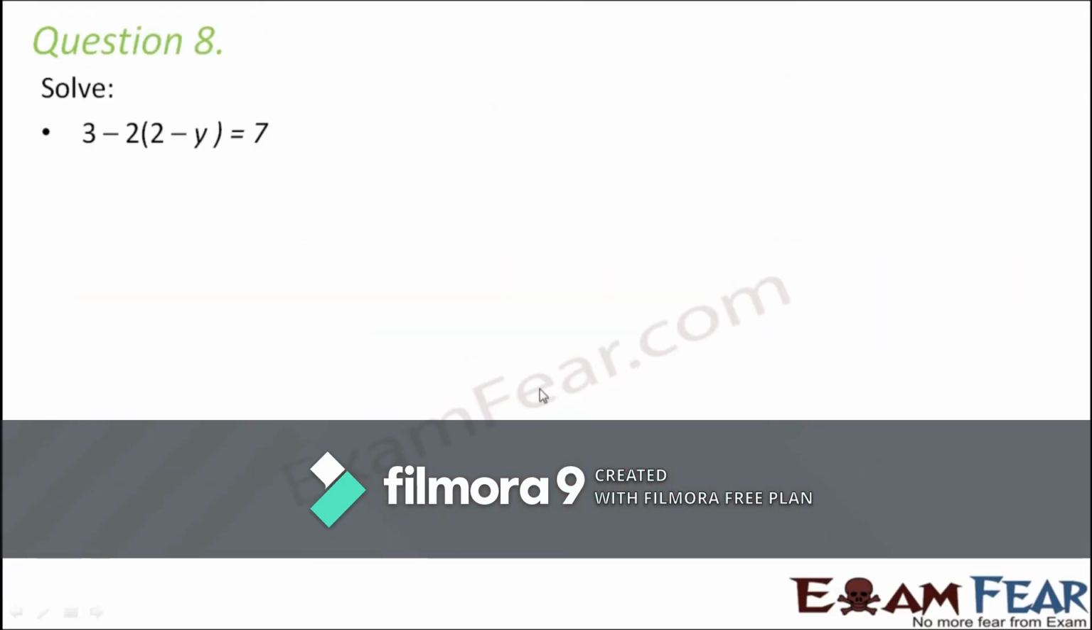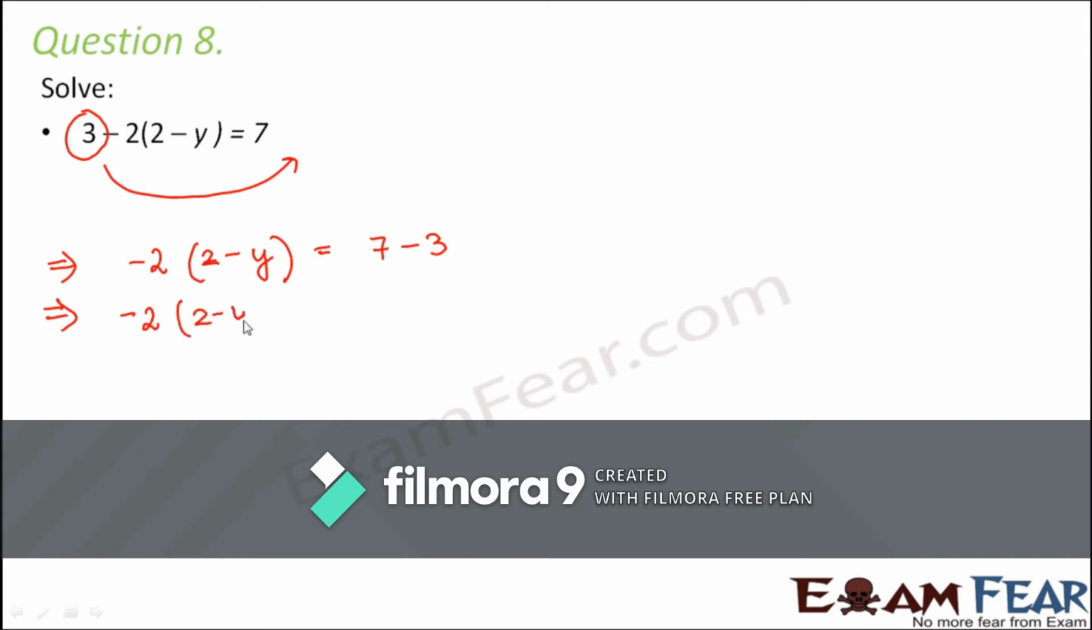Question number 8. 3 minus 2 into 2 minus y is equal to 7. In this case, which is the term that you will shift first? That is nothing but this 3. So let us first move 3 to the right hand side. What will happen? It will become minus 2 into 2 minus y is equal to 7 minus 3. So this is nothing but minus 2 into 2 minus y is equal to 4.